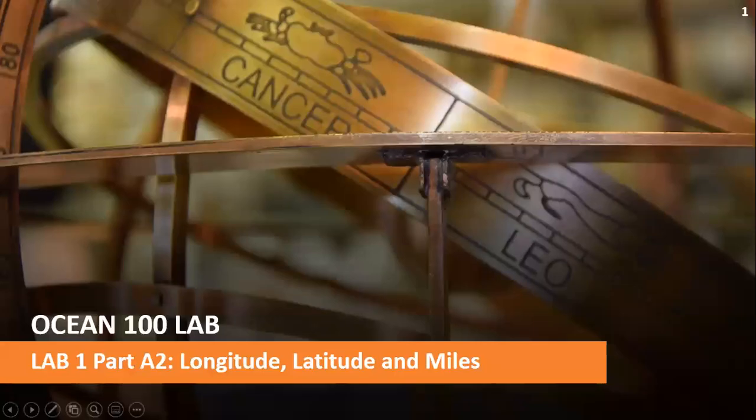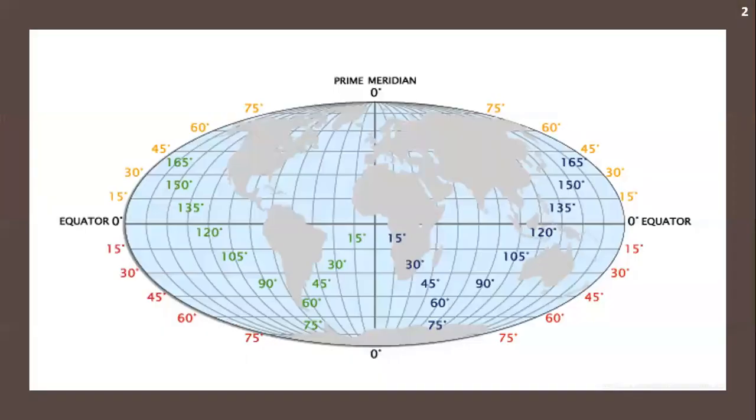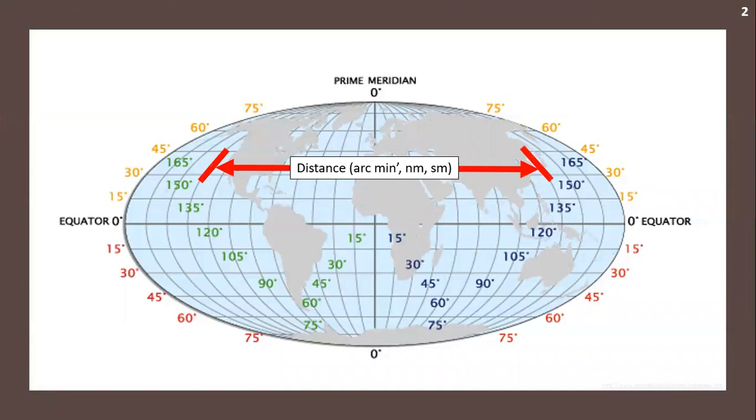Hello, and welcome to Lab 1, Part A2, Longitude, Latitude, and Miles. Measuring distance. In this section of your lab, your goal is to calculate the distance in arc minutes, nautical miles, and statute miles between two locations.